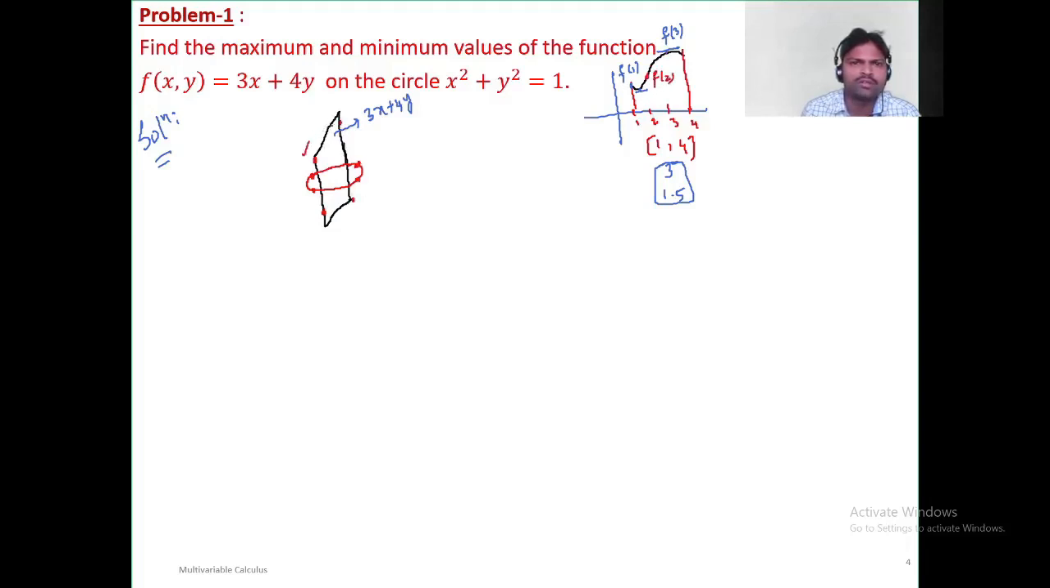So, all these function values we need to obtain. Then, in that, we have to look at the maximum and the minimum. That will be the maximum and minimum. So, this is the ideology. Okay. Now let us enter into the details.